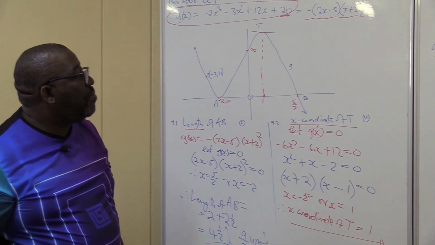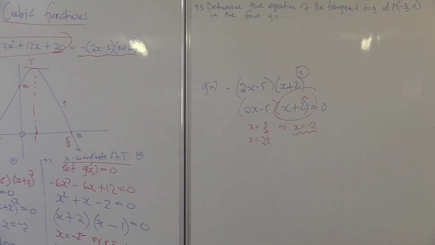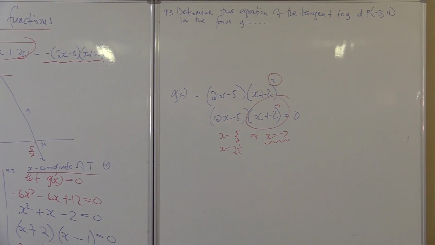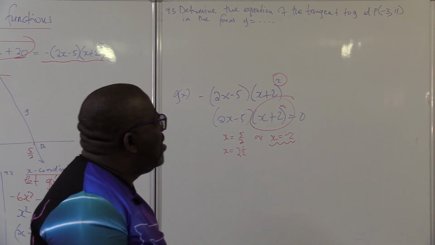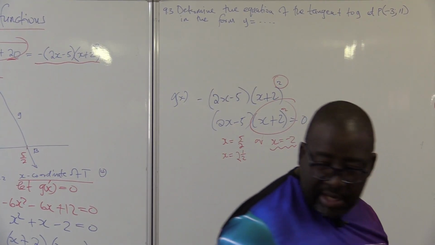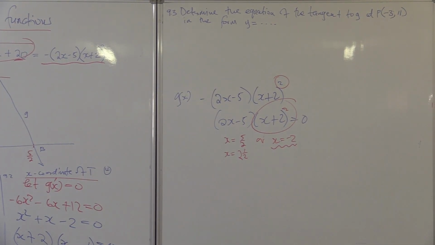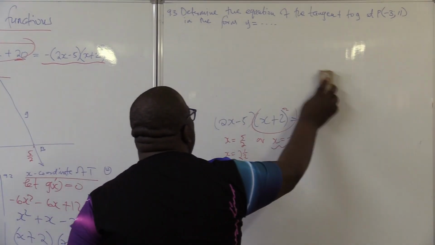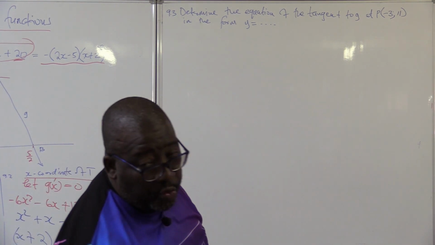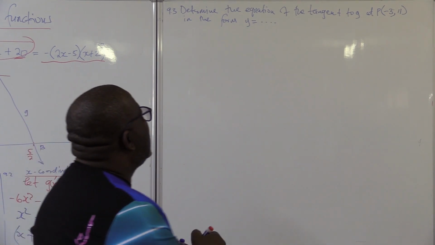Let's look at 9.3 now. Determine the equation of the tangent to G at P, where x is -3 and y is 11, in the form y is equal to something. They specify how they want it. Determine the equation of a tangent. Do we know what we're looking for? We are looking for the whole equation, the equation of the tangent.